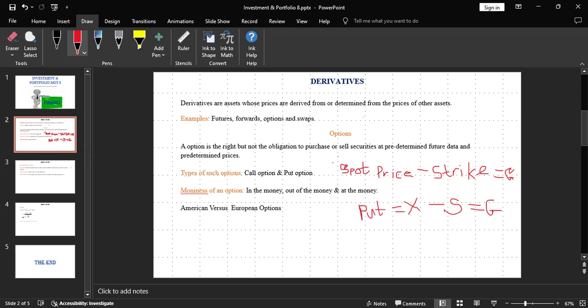Okay? Now let's go to out of the money. Out of the money is the opposite of in the money. So for a call option, it means the person is making what? A loss. All right, the person is making a loss.